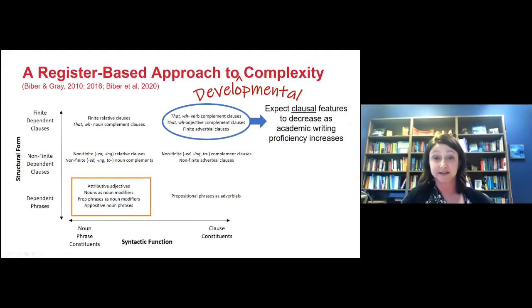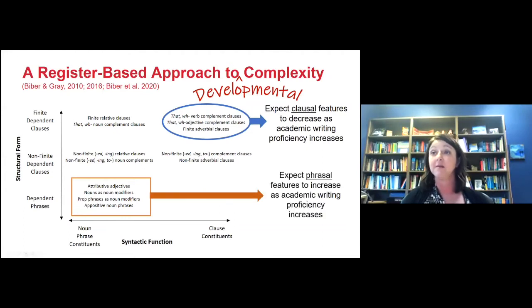then we would expect that these clausal features would begin to decrease as academic writing proficiency increases. So we assume that they develop some conversational skills first, and they develop the use of these clausal features. And as they progress in their academic writing proficiency, those clausal features will decrease. But the phrasal features that we can associate very strongly with academic writing will increase. So this is our hypothesis. This is the sort of framing for what we might expect to see in learner development. And this is hypothesized, right? This is the subject of a lot of ongoing research right now.